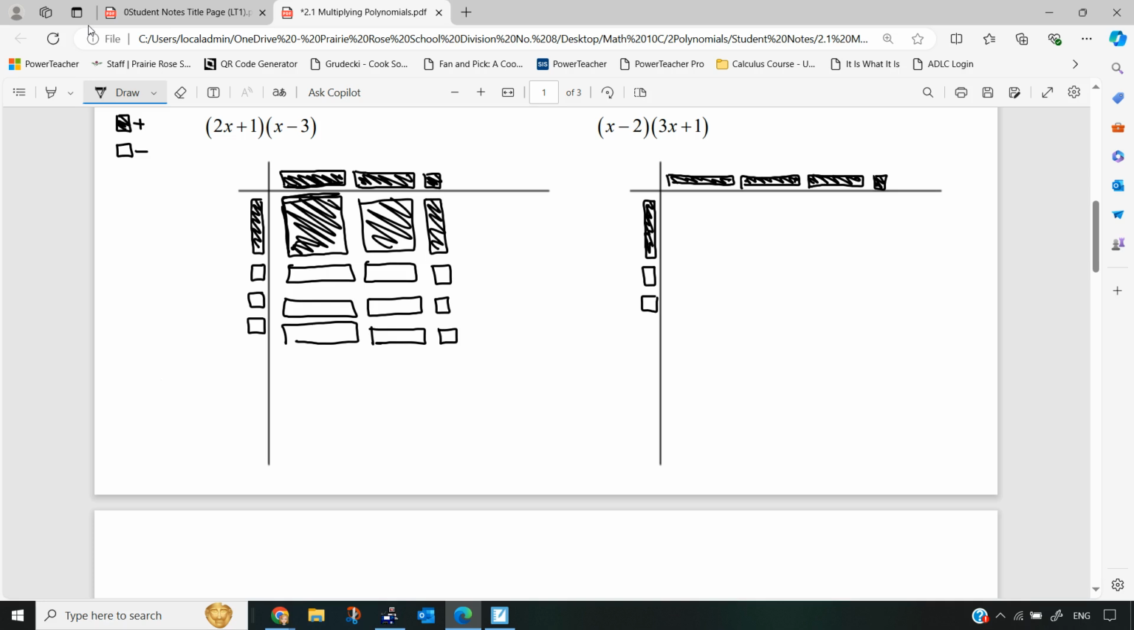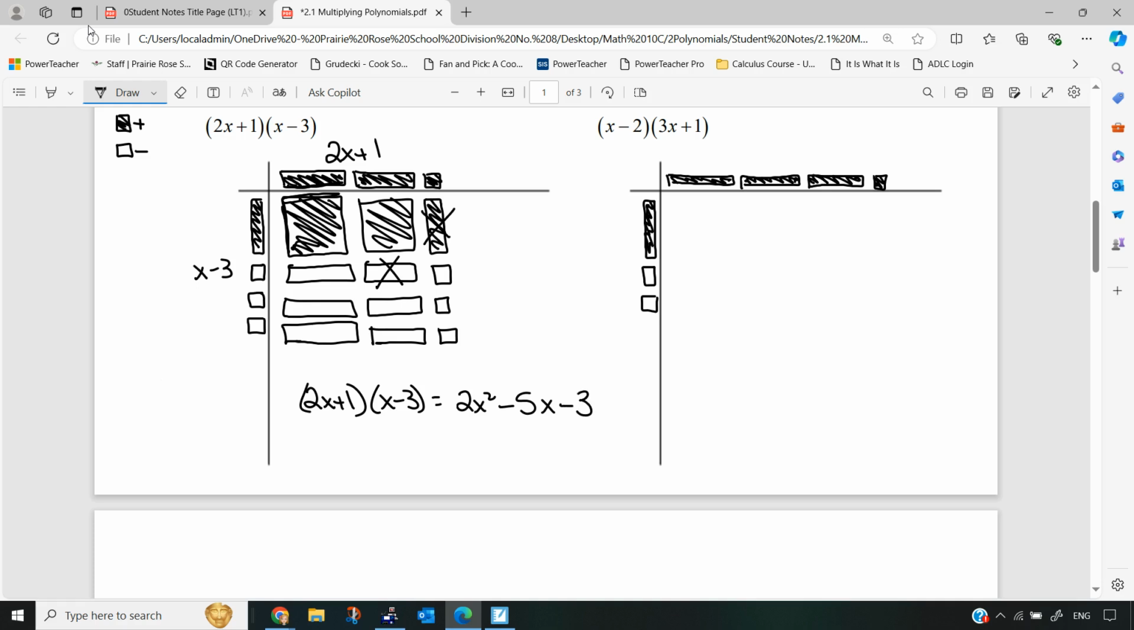So notice now I have 2x plus 1 and then x minus 3. For my algebraic statement, I could write 2x plus 1 times x minus 3 gives me 2x squared. We have a positive 1 and 6 negatives, so these two will cancel each other out. That's going to leave me with negative 5x, and then I have negative 3.